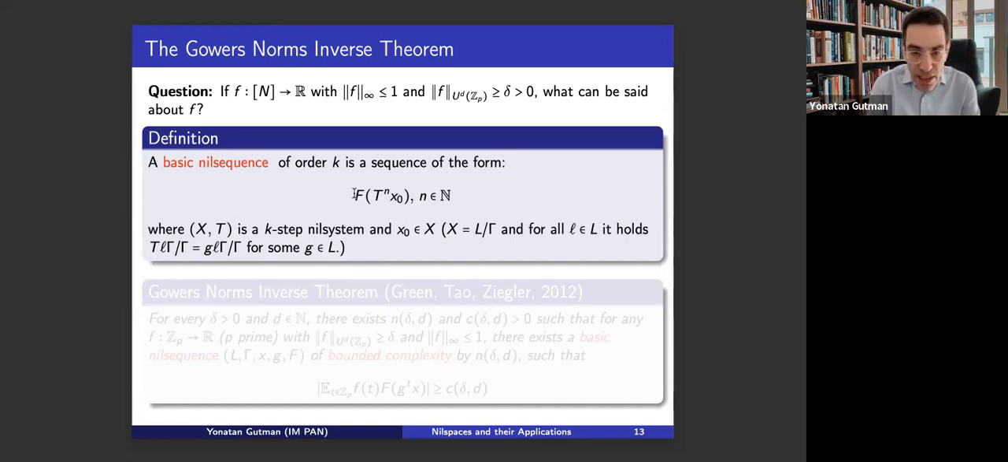And the sequence we just read, we have some function on our Nil manifold F, and we just read the values we get when we follow the sequence of X0.